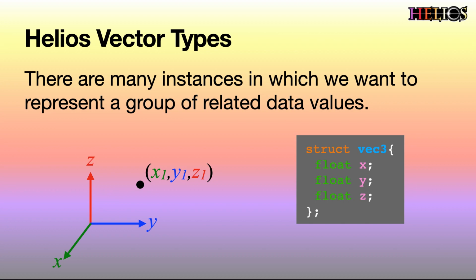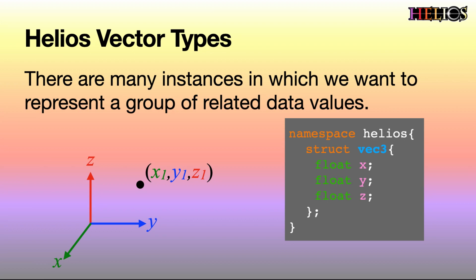and it has special meaning because it's a three-component vector, usually used to represent either a unit vector or a 3D coordinate in space. It's also important to point out that all of these Helios vector types are within the Helios namespace. So this is not a type within C++ itself. This is a special data type that is part of Helios, and so it's stored within the Helios namespace.